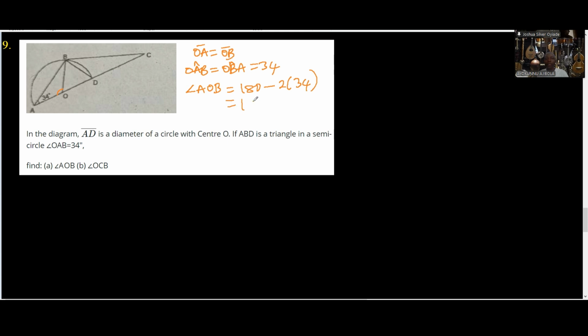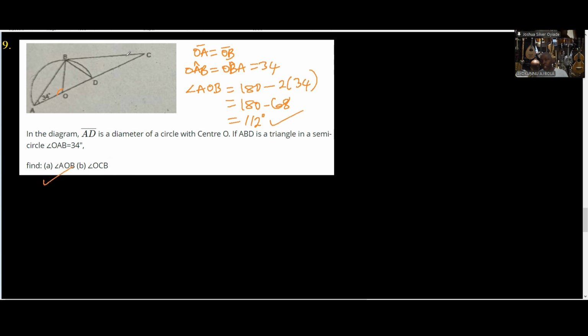So what is twice of 34? 68. What is 180 minus 68? 112. So that is the answer to the first one.